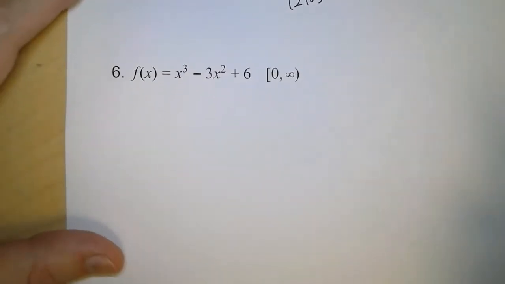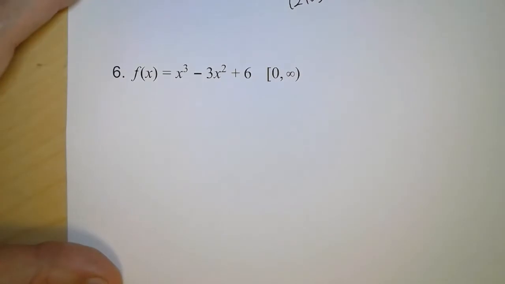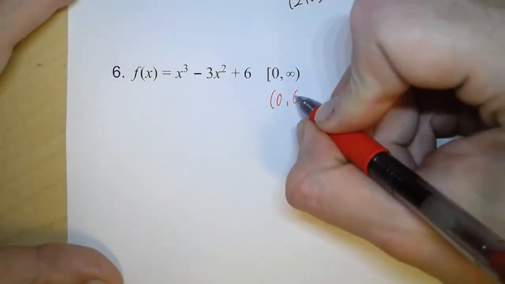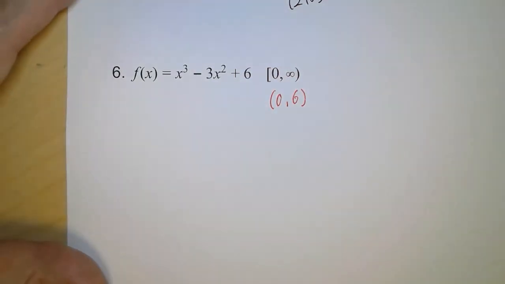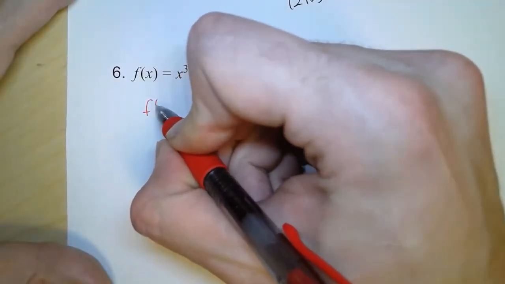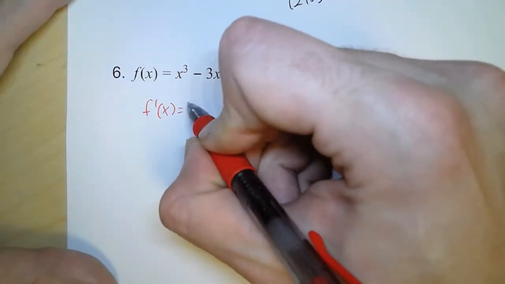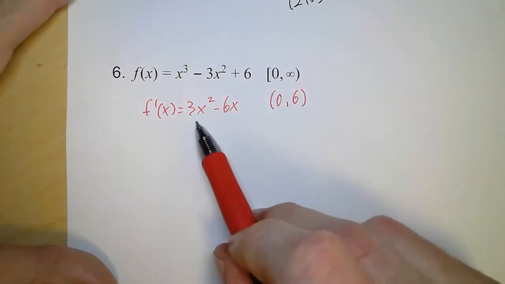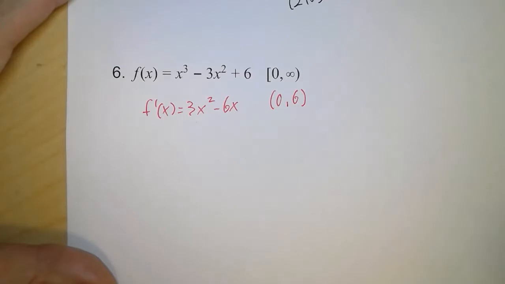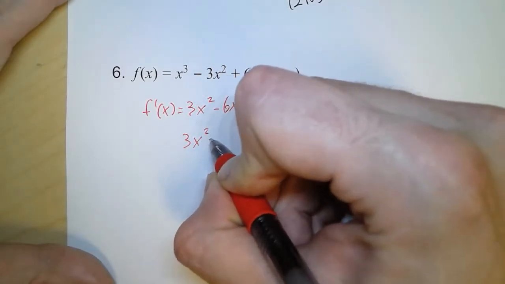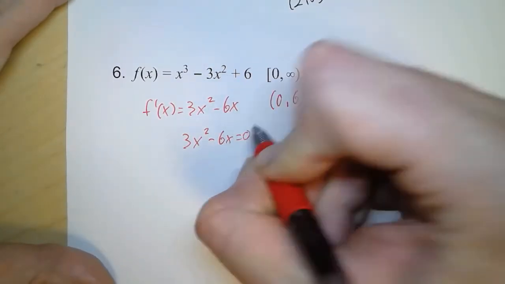Now for the last one, we are including 0 here. So that means we include 0. So if we plug in 0, we would get a value of 6. And so now we find the derivative to see any points where f prime is 0 or undefined. So 3x squared minus 6x. Again, like number 5, there's no radicals and no fractions. So f prime will never be undefined. So all we have to do is find out when f prime is equal to 0.